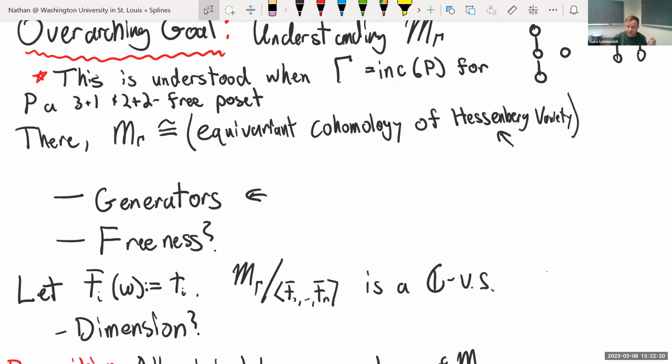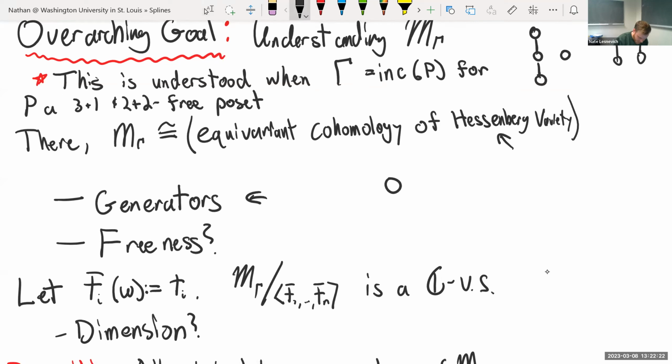Freeness is not guaranteed. Just, I suppose, for a computational example, the claw that I showed earlier, the module of splines on the claw is not a free module. You have some higher order relations in a minimal generating set.